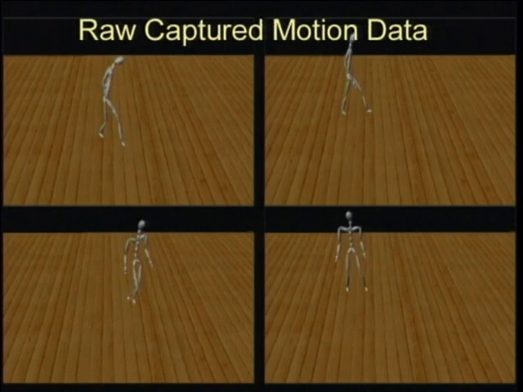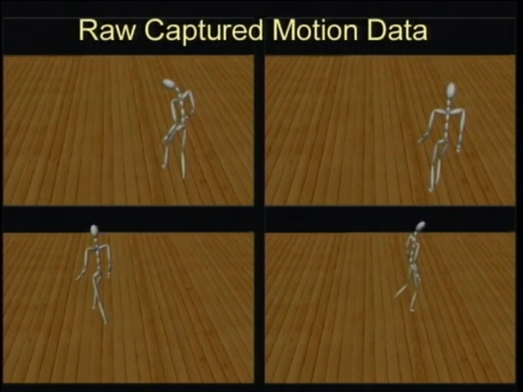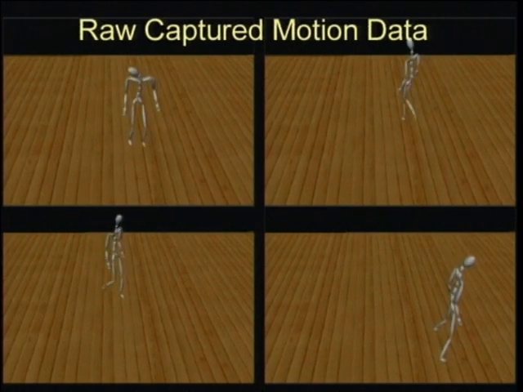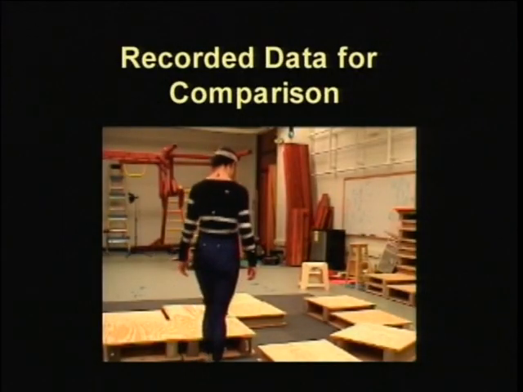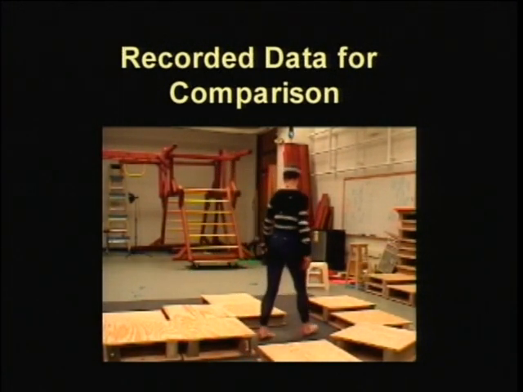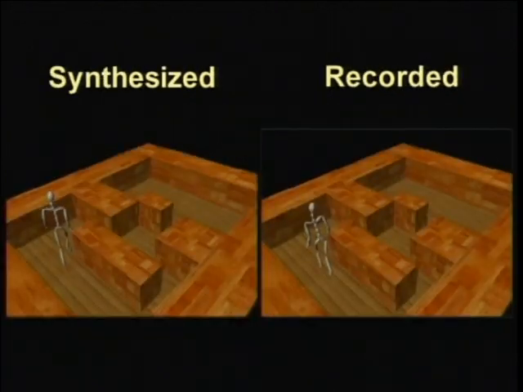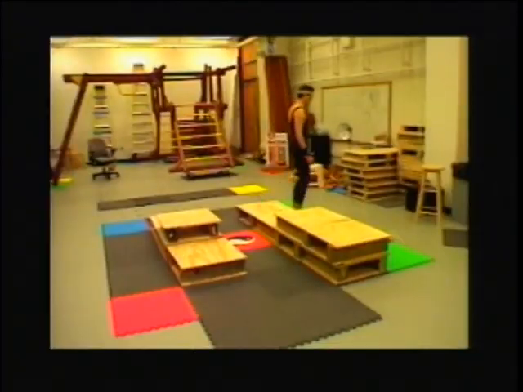To create the database, our motion capture subject walked in a straight line, stopped and turned, sidestepped and walked backwards. To assess the results, we recorded a subject moving in an environment with physical obstacles, and then compared her motion to the motion of the avatar moving in a similar environment. The database for the avatar's motion was recorded from a different subject in an environment without obstacles.